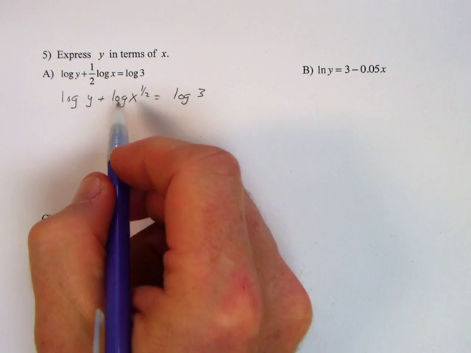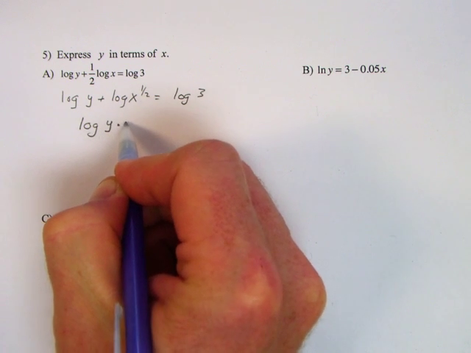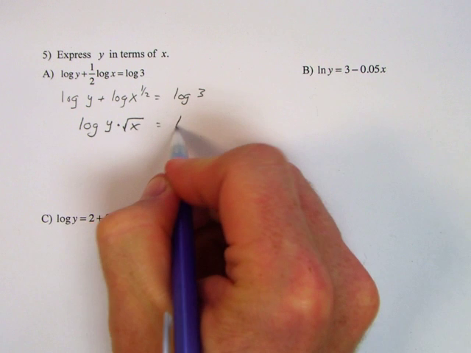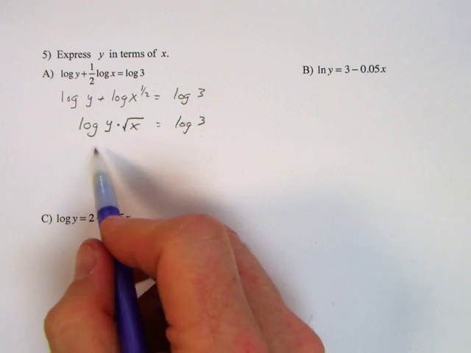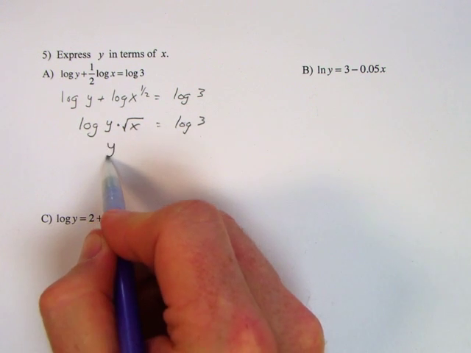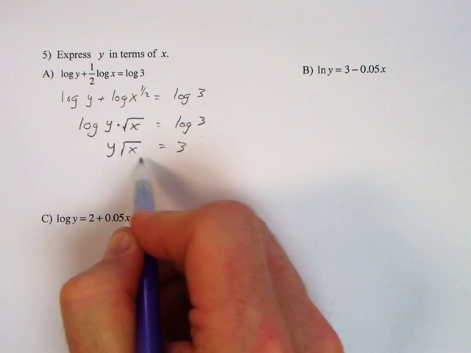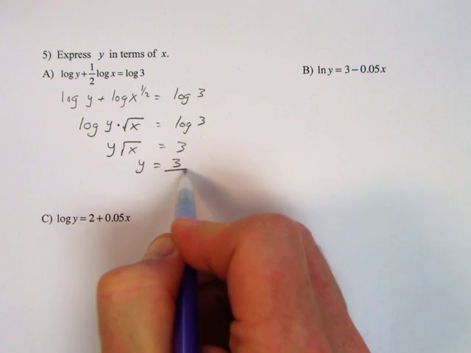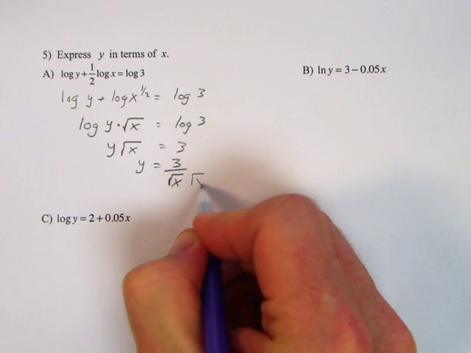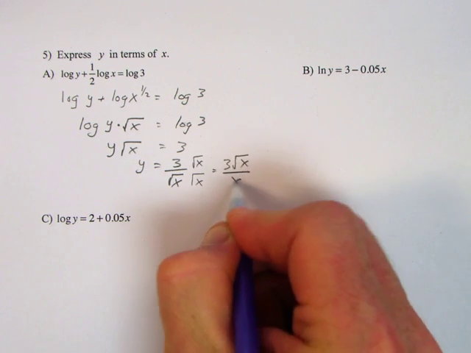Now we can combine these two into one log because they have the same base. So it'd be log of y times the square root of x equals the log of 3. Now notice here we have two logs that are equal with the same base, so therefore their arguments are equal. y times the square root of x equals 3, or in other words, y equals 3 over the square root of x. And we could rationalize this and multiply by root x over root x to get 3 root x over x.